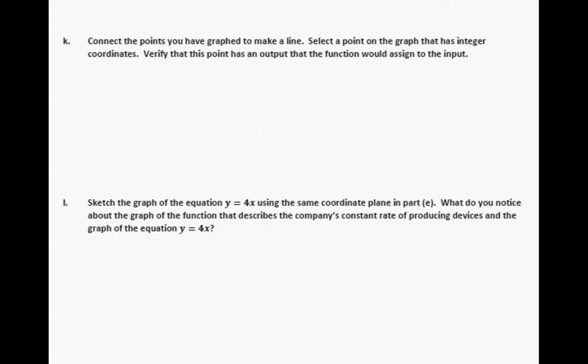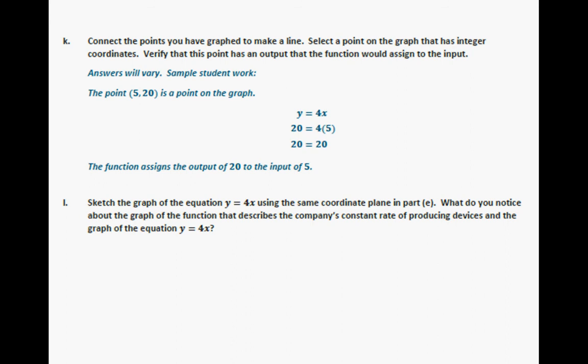Moving on to K. You could pick any point. The sample point they picked was 520. You could have done a different point. But again, you should come up with a true statement showing that it is a function. And last but not least, sketch the graph of the equation y equals 4x. And you should determine that the equation and the function coincide completely.